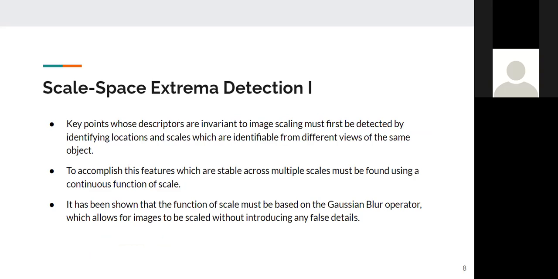Key points whose descriptors are invariant to image scaling must first be detected by identifying locations and scales which are identifiable from different views of the same object. To accomplish this, features which are stable across multiple scales must be found using a continuous function of scale. And it has been shown that this function of scale must be based on the Gaussian blur operator, which allows for images to be scaled without introducing any false details.